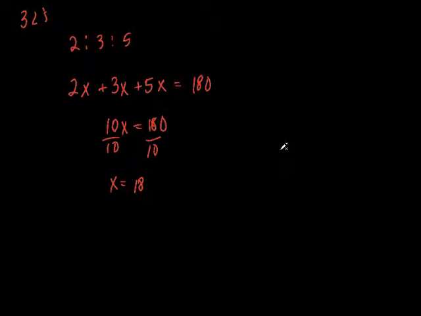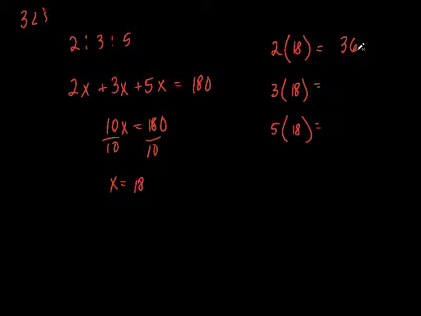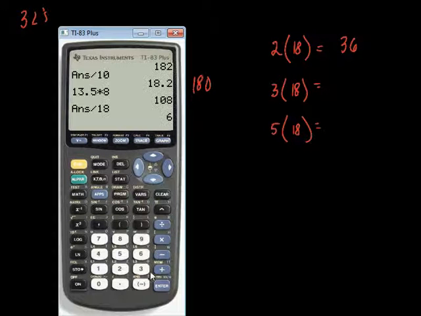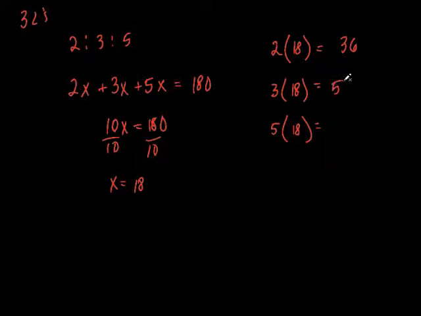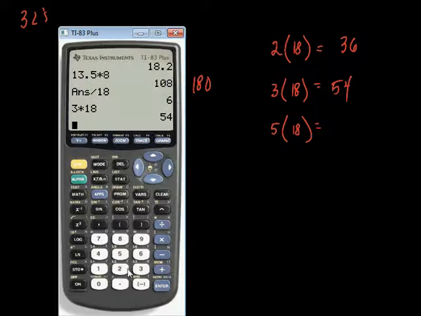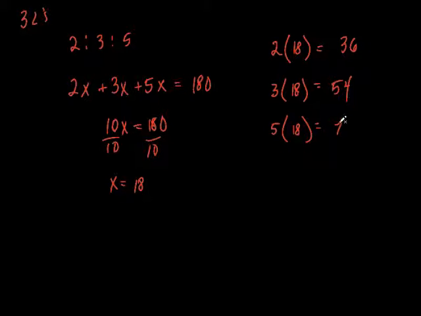Find all the angles. So I plug it back in. Plug it in where? 2 times 18, right? Then I go 3 times 18, and then I go what? 5 times 18. And then I get those, and that would be my answer. All right, that's 36. What's 3 times 18? I should be able to do that in my head, but I'm too lazy. 3 times 18, that's 54. And then 5 times 18 is 90. All right, and those would be your answers right there.